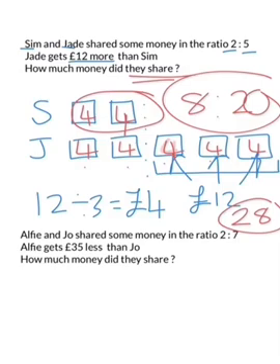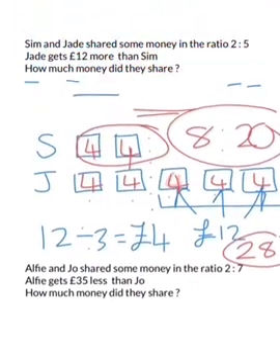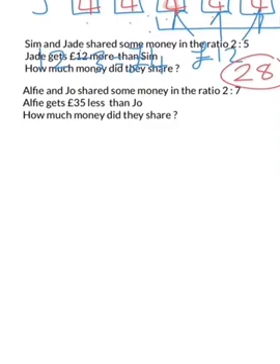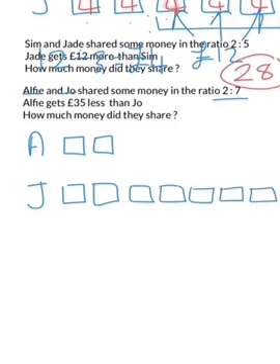I'm going to just do one last one before I show you an even harder one. Okay, so this time we have Alfie and Joe, and they share some money in the ratio 2 to 7. So we've got Alfie and Joe sharing money in the ratio 2 to 7, so 2 and then 7. So 1, 2, 3, 4, 5, 6, 7.